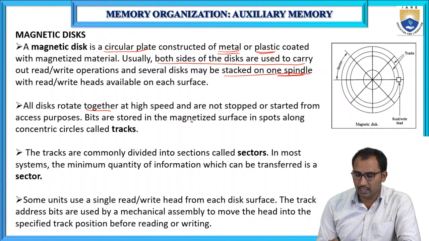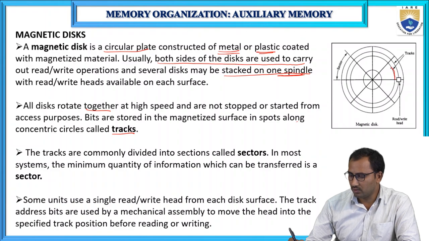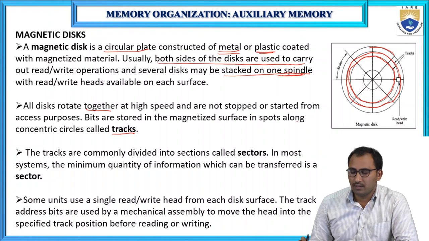Bits are stored on the magnetizing surface in spots along concentric circles called tracks. Here you can see in the diagram, these are the tracks. Tracks are circular, and the information is stored on these tracks.